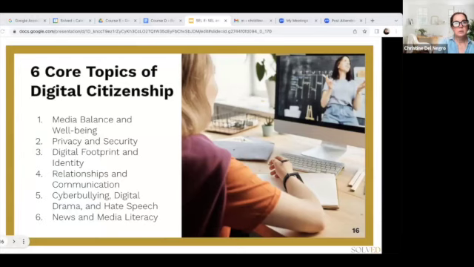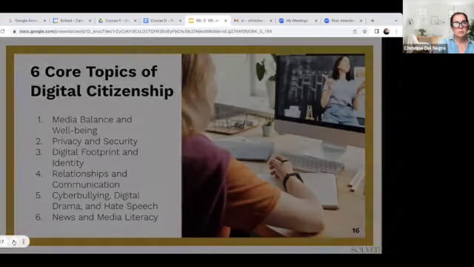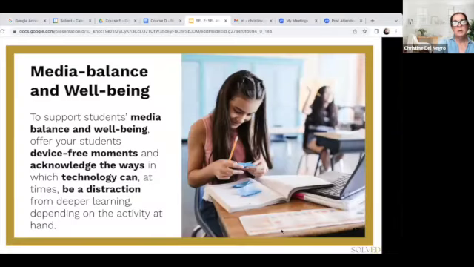Okay, so media balance and well-being. We all know this one is a tough one for all of us. Ways that you can support students in this area is by offering device-free moments and acknowledging the ways that technology can be a distraction at times from deeper learning, depending on the activity at hand. And I think digital wellness is definitely something that most of us probably could get better at. So digital wellness is the practice of refraining from indulging in the internet and digital media for unreasonable amounts of time. So it's basically knowing when to take a break from screens.